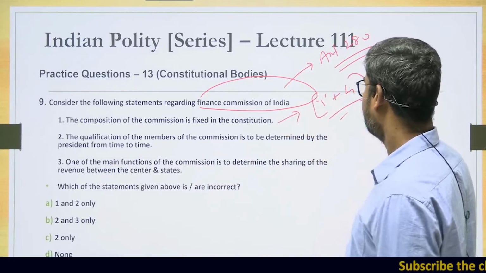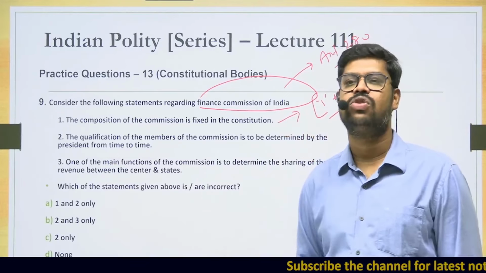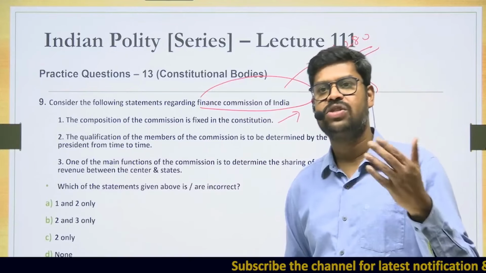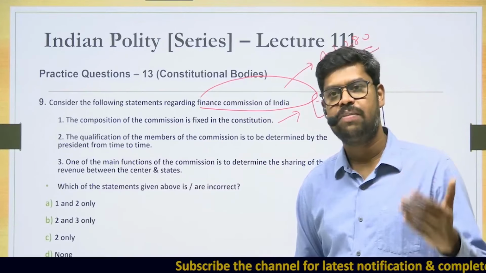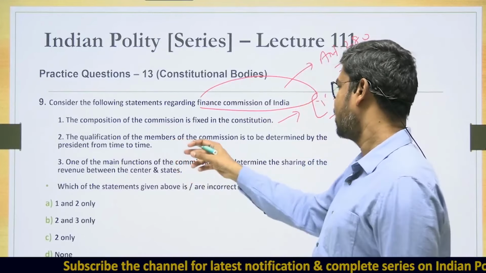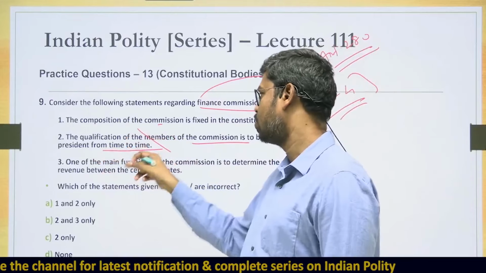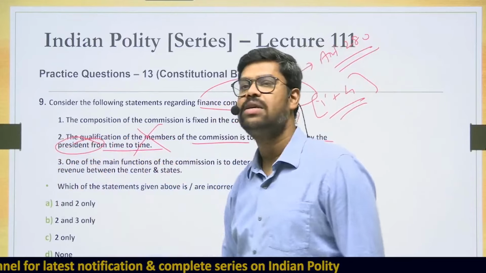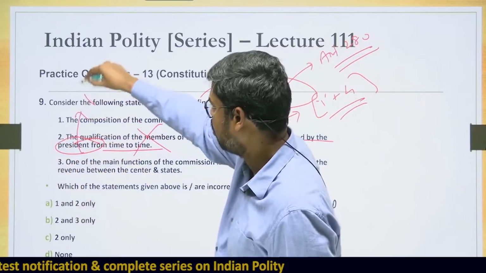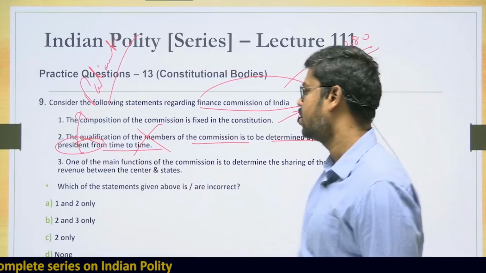However, the qualifications of the Finance Commission members are not given in the Constitution. The qualifications of these members are to be determined by a law that is made by the Parliament. The qualification of members of the Commission is to be determined by the President from time to time. This is also wrong. It is not by the President but by the parliamentary law. The Parliament can make a law based on which it is decided.